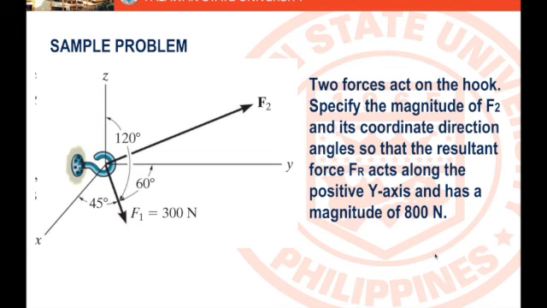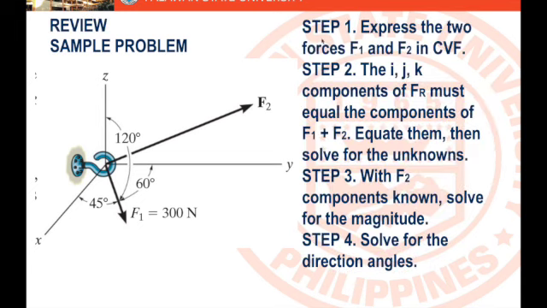So how are we going to tackle this? Again, we have steps here. So step 1 is to express the two forces F1 and F2 in CVF or Cartesian vector form. As you can see, F1 is pretty much complete. It has a magnitude and the angles are given. So we can readily write this down as Cartesian vector form. F2, on the other hand, is still unknown.